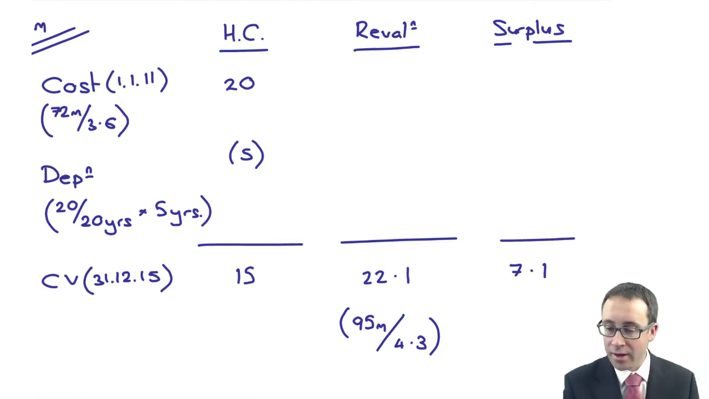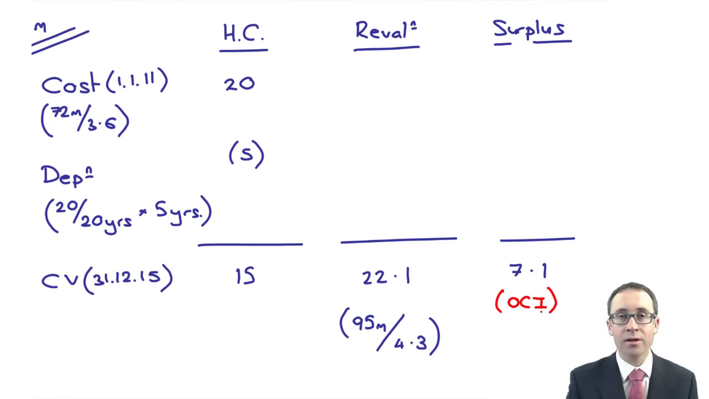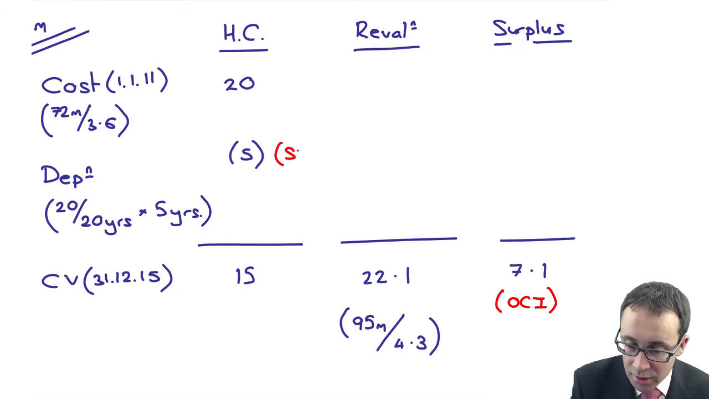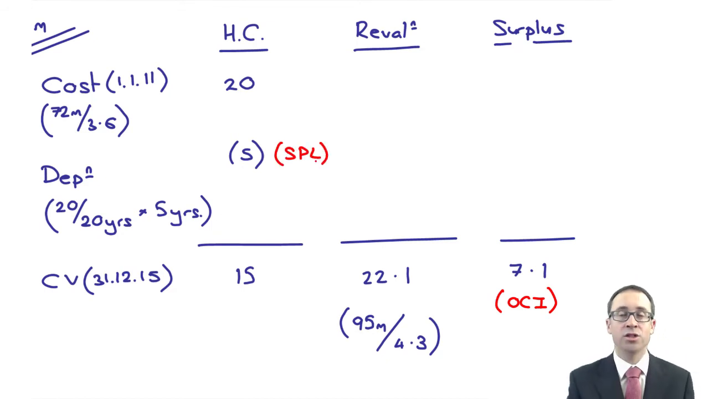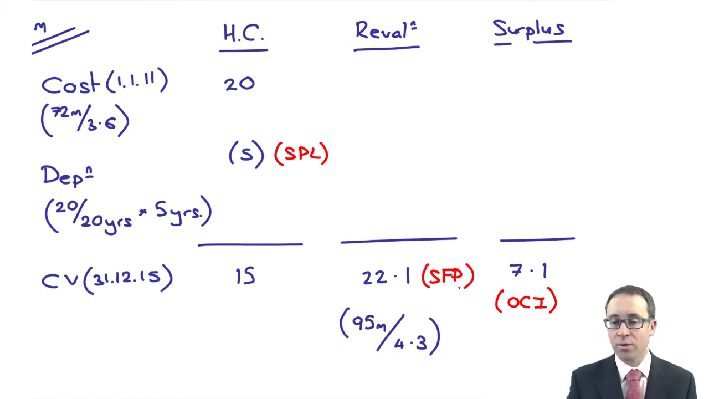So what you would have there is that the gain of 7.1 would go through other comprehensive income, or if you like, that then feeds directly into your other component of equity, don't we? The depreciation of 5 this year goes to your statement of profit or loss if you were asked to prepare the statement of profit or loss. And then the carrying value of 22.1 is what you would have on the statement of financial position, isn't it? Okay. So maybe if you had 15 already in there, you would just add the 7.1 to get it up to the 22.1. That's it in terms of the example.